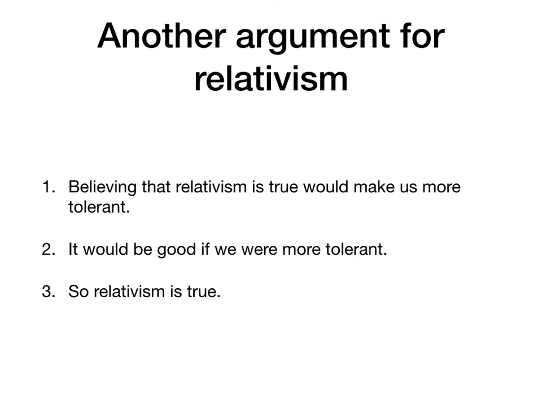Now, I don't even know if premise one is true. I'm not sure that believing relativism is true would make us more tolerant. But even if it would, and even if it's true that it would be good to be more tolerant, that doesn't mean relativism is true, right? Premise one and premise two don't talk about relativism being true. They just talk about what it would be good for us to believe. And the fact that the conclusion, number three here, changes the subject is a very good sign this is not a valid argument. For this argument to be valid, we need some premises somewhere that talk about truth. We don't see that in one or two, right?